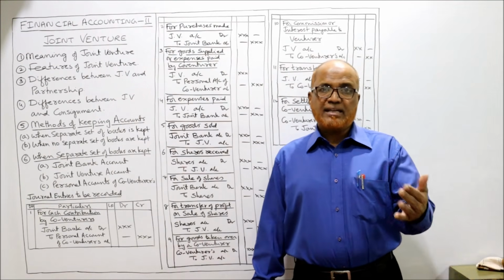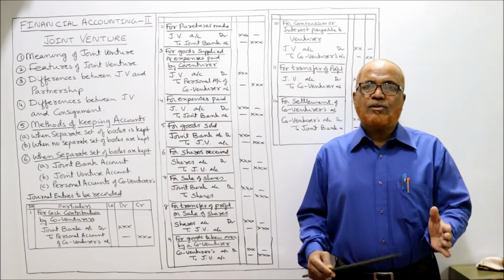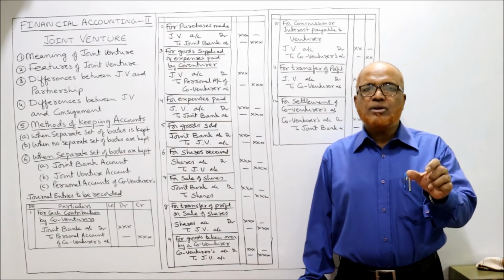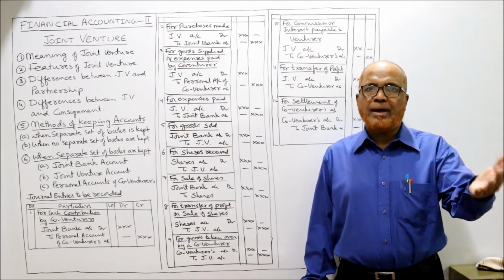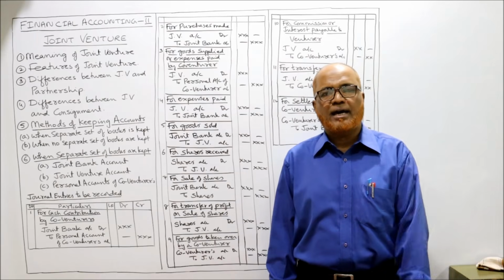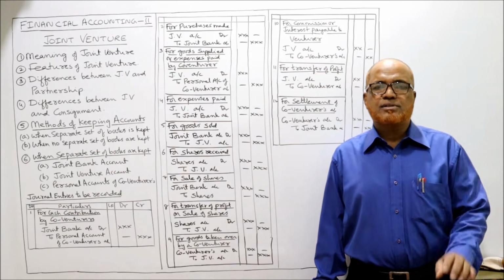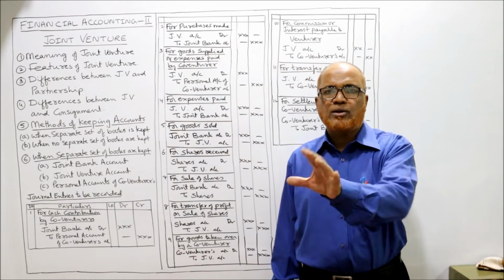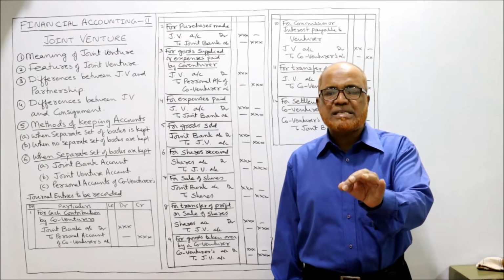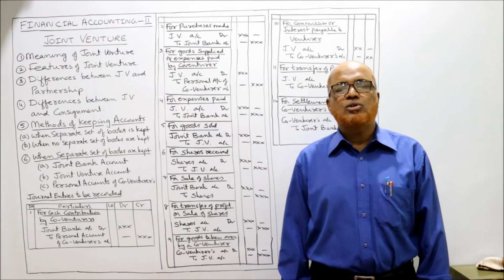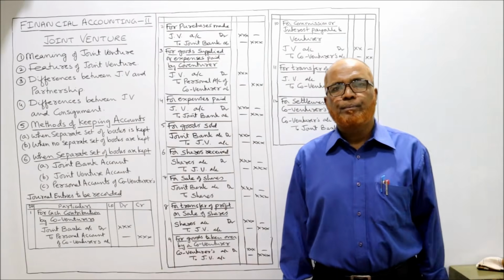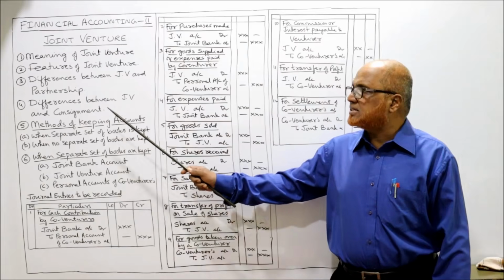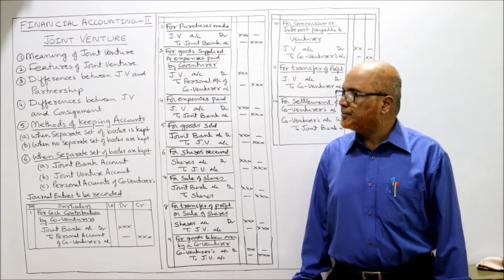Next difference we can say like this. In case of joint venture, some commission or interest will be payable to the co-venturers according to the agreed ratio, agreed terms. But in case of consignment, commission definitely has to be paid to the consignee. Commission is compulsory in case of consignment, whereas commission is not compulsory in case of joint venture because they will share the profits. So these are some of the differences between consignment and joint venture.